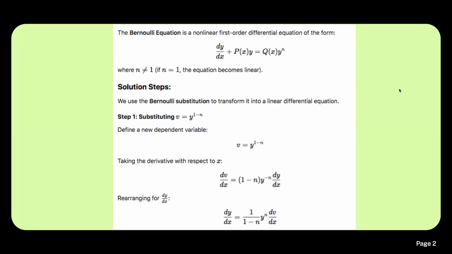The Bernoulli equation is a nonlinear first-order differential equation of the form dy/dx + p(x)y = q(x)y^n. Here, we assume n is not equal to 0. If n equals 0, or if n equals 1, the equation becomes linear, which we told you about last time, right?